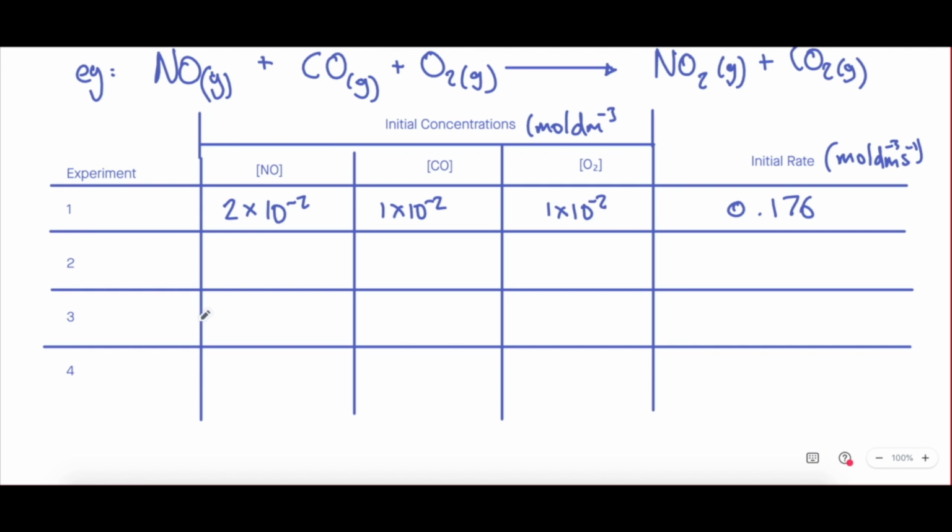Okay, then we do a second experiment where we only change NO, the concentration of NO at the start. So this is 4 times 10 to the minus 2. So what we've done is we've doubled NO, but we've kept everything else the same. And then we do exactly the same thing. So we draw the graph again and then find the gradient of the tangent, and we get that as 0.704.